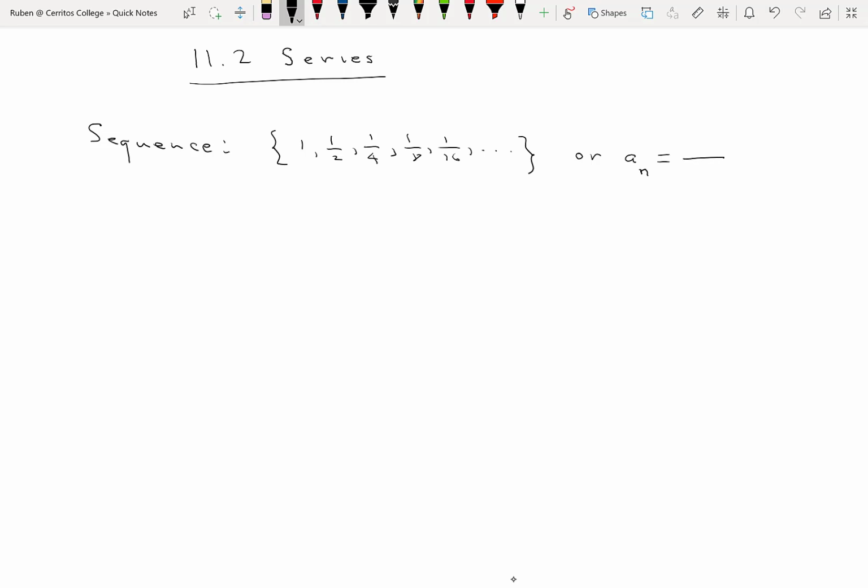And this gives us the general term of the sequence. The general term looks like 1 over 2 to the n minus 1, where a sub 1 is 1 over 2 to the 1 minus 1, or 1 over 2 to the 0, which is 1. a sub 2 equals 1 over 2 to the 2 minus 1, which equals 1/2, etc. Okay.